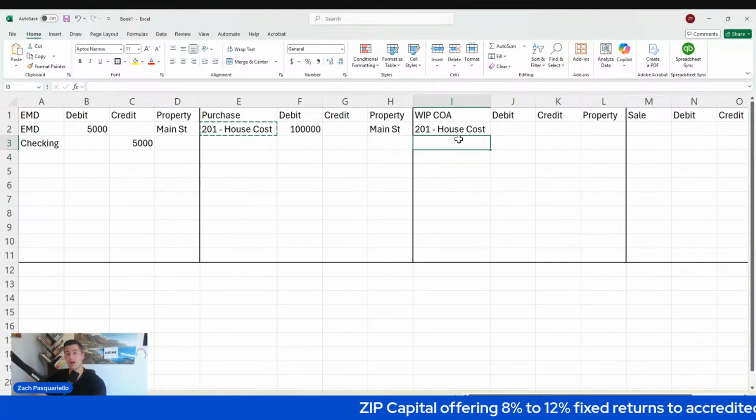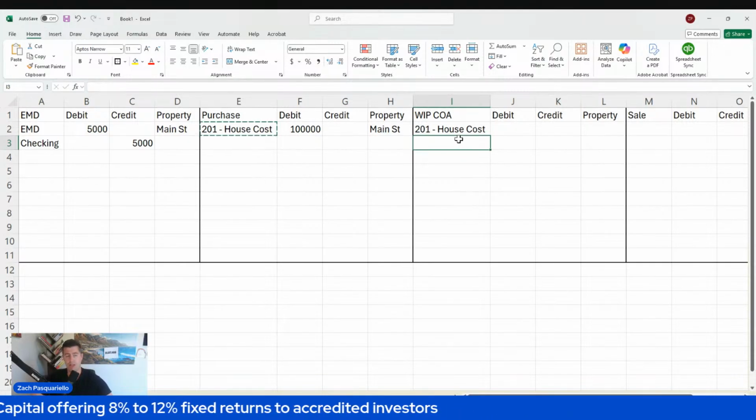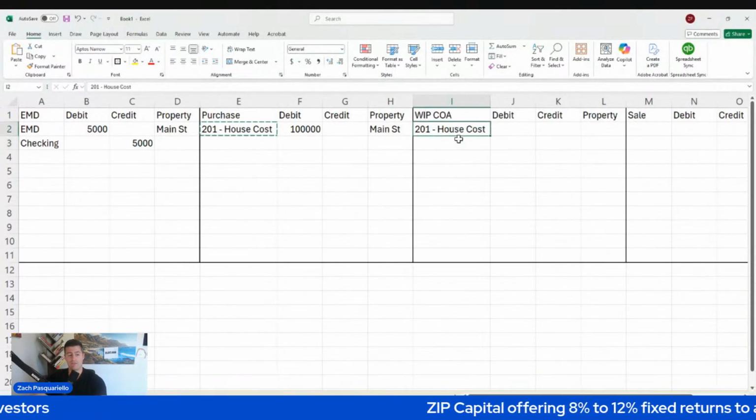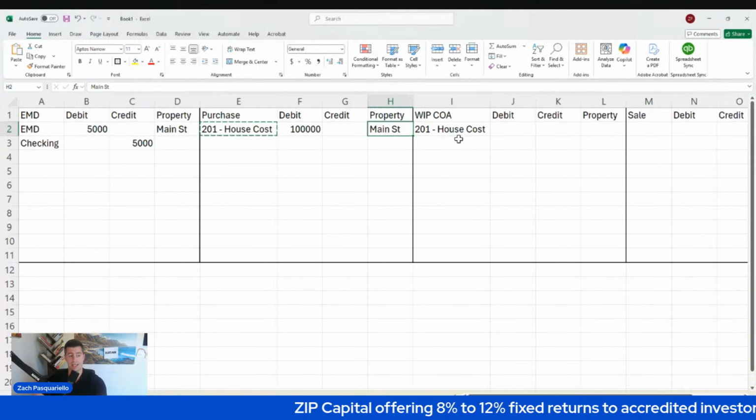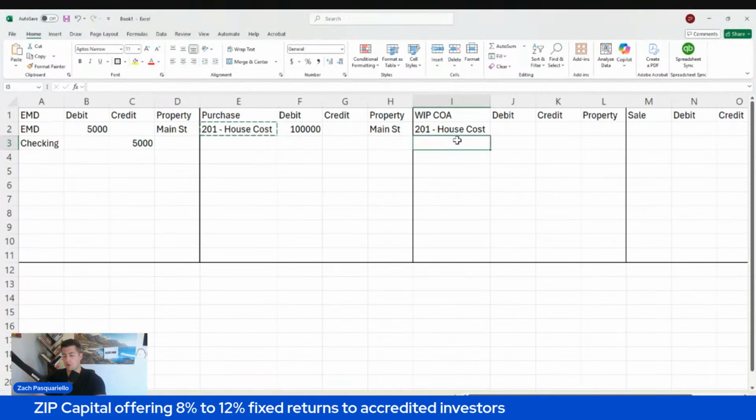And then if I want to figure out how much I have in each property, how much I have on the basis of each property, I can go to the balance sheet and look at the balance sheet filtered by class. So I can just look at the balance sheet for this property on Main Street and I can see, okay, we purchased it for $100,000. I'm going to go over the chart of accounts real quick.